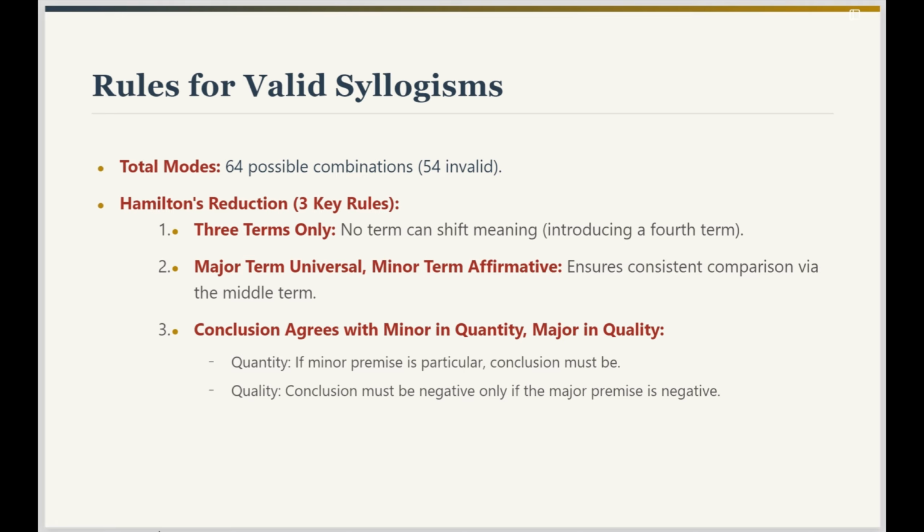The conclusion's quantity must match the minor premise's. If the minor is particular, the conclusion must be; if universal, the conclusion must be. The conclusion's quality must match the major premise's. If the major is negative, the conclusion must be; if positive, the conclusion must be. These rules ensure the logical flow is sound.